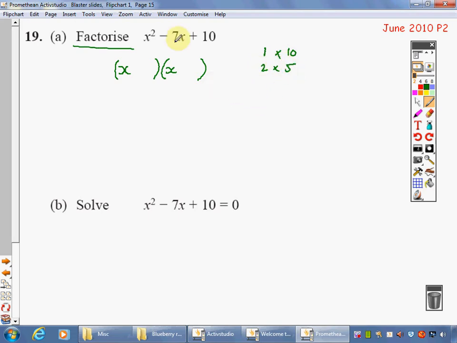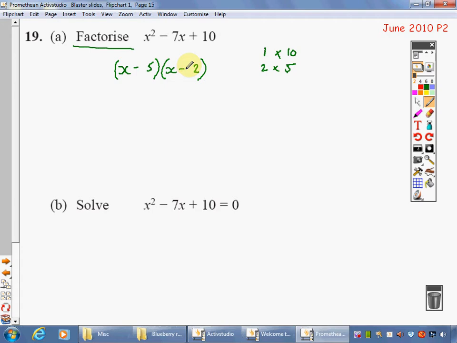I've got to get a 7 by adding. Well, 1 and 10 is never going to get me to 7. 2 and 5 might get me to 7, so I know I need a 2 and a 5. Doesn't matter which order I did them in, it makes no difference. Now they're going to multiply to give me 10, but add to give me negative 7. So I need both of them to be negative. That's my answer. x minus 5, x minus 2.